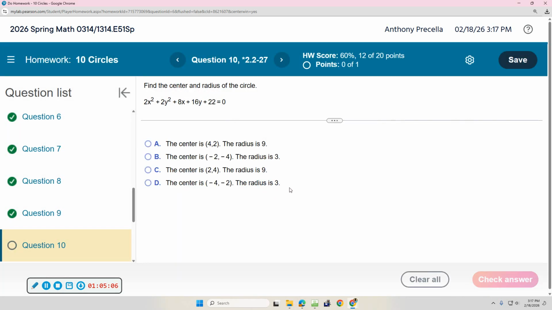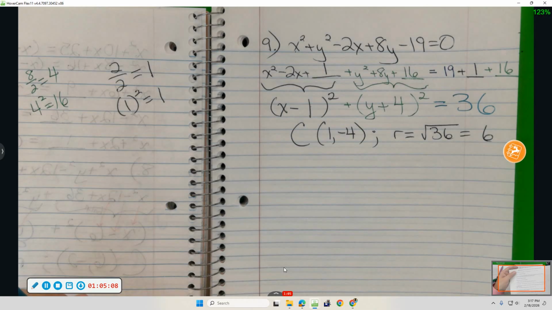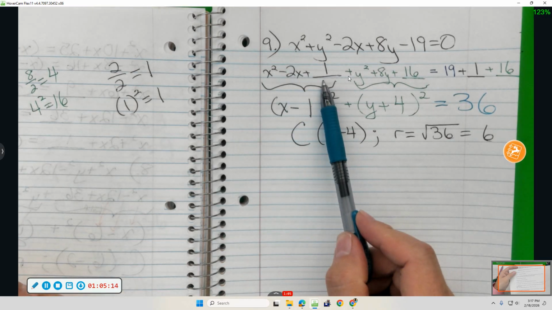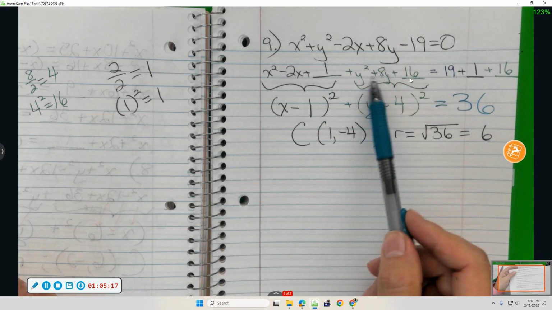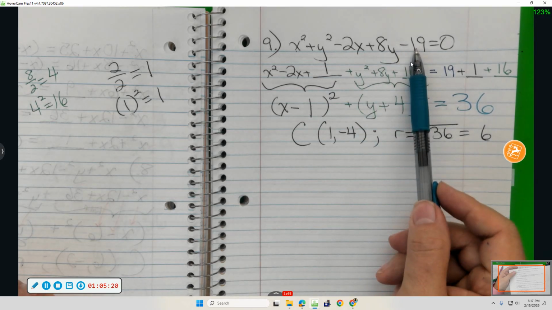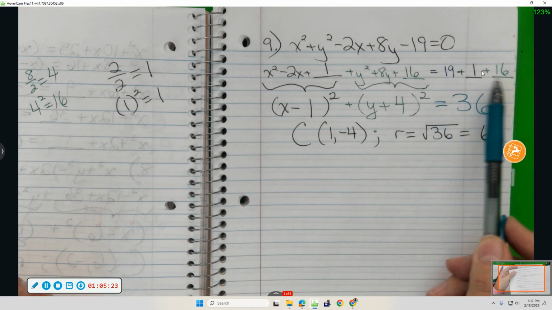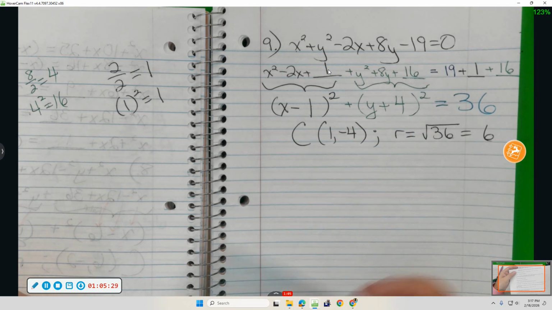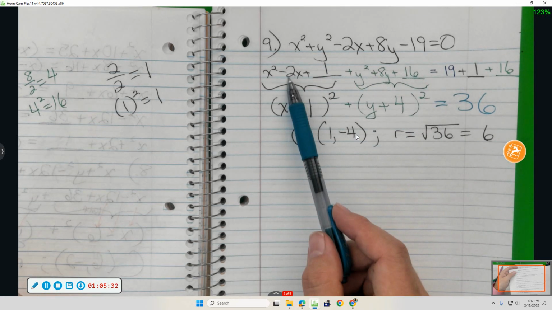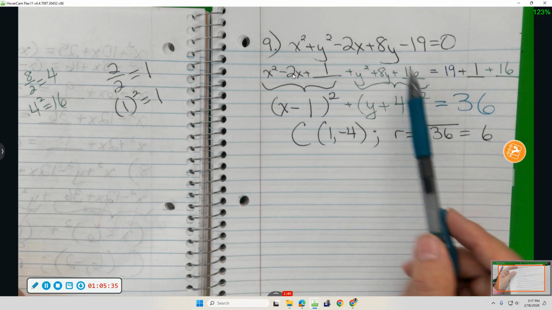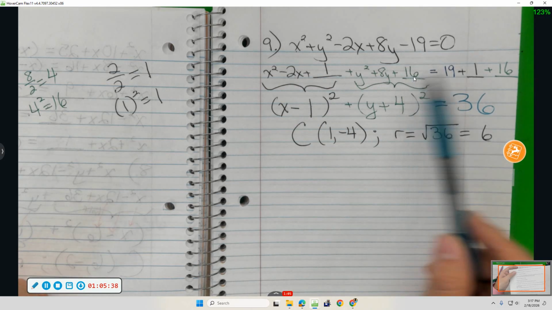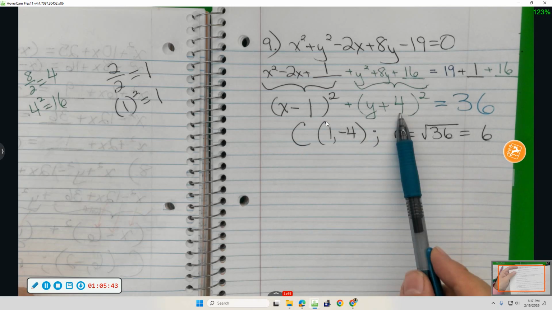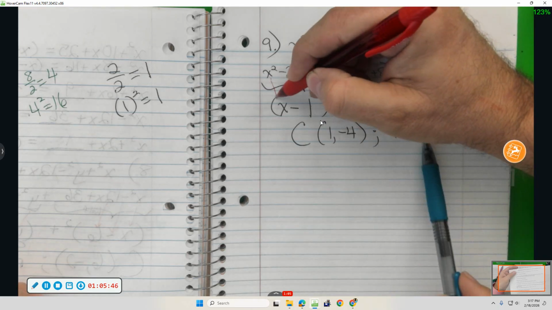Any questions there? Look back at my work. Group the x terms together, skip some space. Group the y terms together, skip some space. Move the constant to the right, and you have those 2 spaces there for the x perfect square and the y perfect square. Half the number and square it to get the 1, half the number and square it to get the 16. You have to add it to both sides. Factor as a perfect square. Change sign, take the square root.